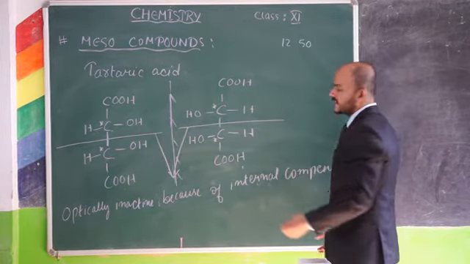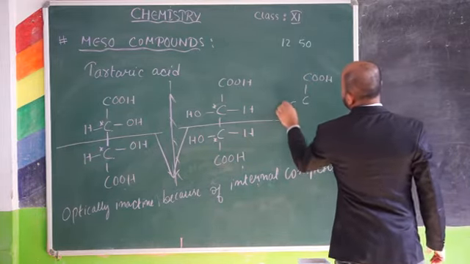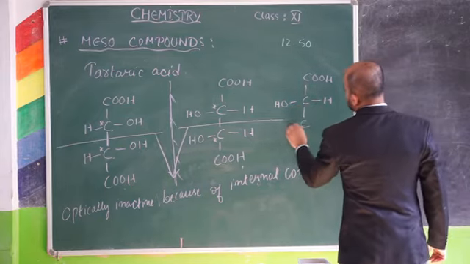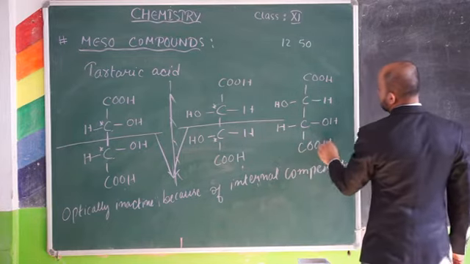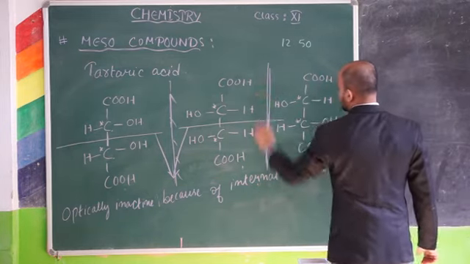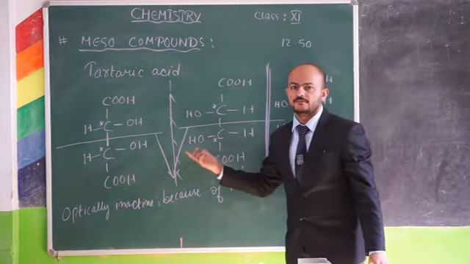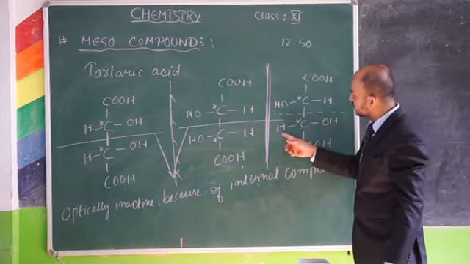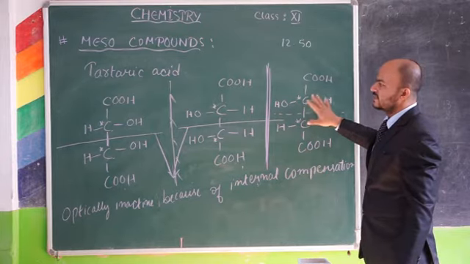See, tartaric acid can have another form also. Instead of this, we could have COOH, C, OH this side, and hydrogen this side, and carbon here, hydrogen here, OH this side, and here COOH. Now this form of tartaric acid is optically active. Here you can't have a plane of symmetry, because OH is present here and H is present there. Therefore this form is optically active, and this is not the meso compound.